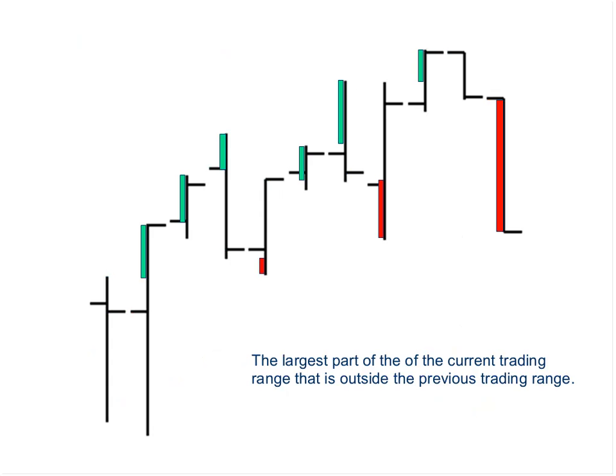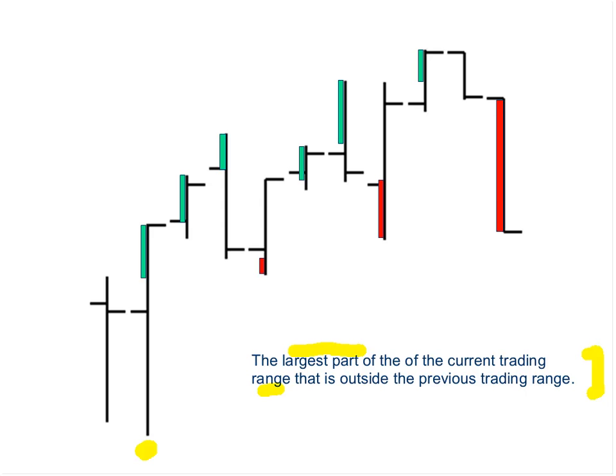Okay, what we're looking for, look at this in writing here: the largest part of the current trading range that is outside the previous trading range. So let's dissect the sentence. The largest part of the current trading range, that would be, let's just go to this first bar on the left. The current trading range, second bar on the left, that is the largest part that is outside the previous trading range. Okay, so let's go to that one on the far left there.